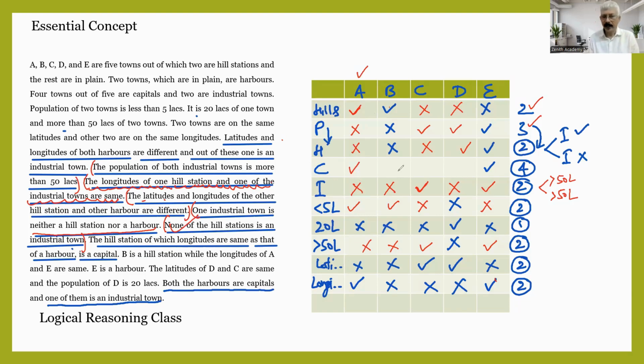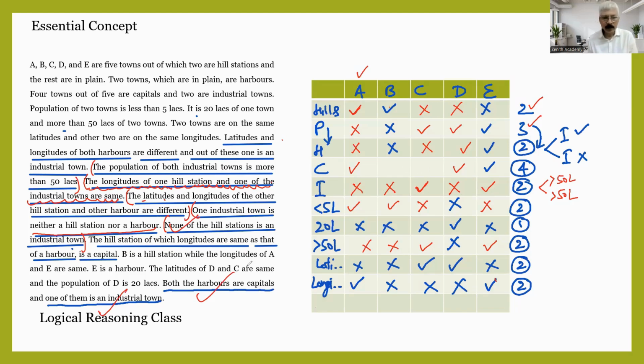B will not be a capital. A is a capital. The both harbors are capitals. So look, these 2 harbors are decided, so these are also going to be capitals. And one of them is industrial. Both harbors are capitals, and one of them is industrial. Decided. Okay. Fine.